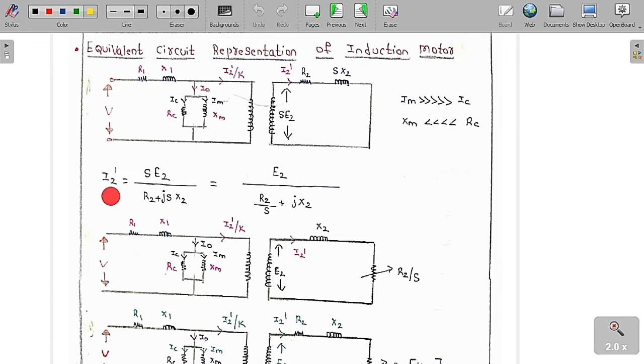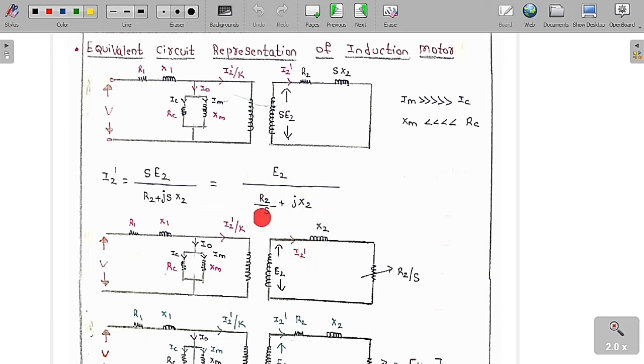So now what is the value of I2 dash? I2 dash is equal to EMF by total impedance. So I2 dash is equal to S into E2 by the total impedance, which is R2 plus J into SX2. Doing the division by S on numerator and denominator, we are going to get E2 by R2 by S plus J into X2. So if I do the division by S on the numerator and denominator, I am going to get it in this fashion, which is E2 by R2 by S plus J into X2.